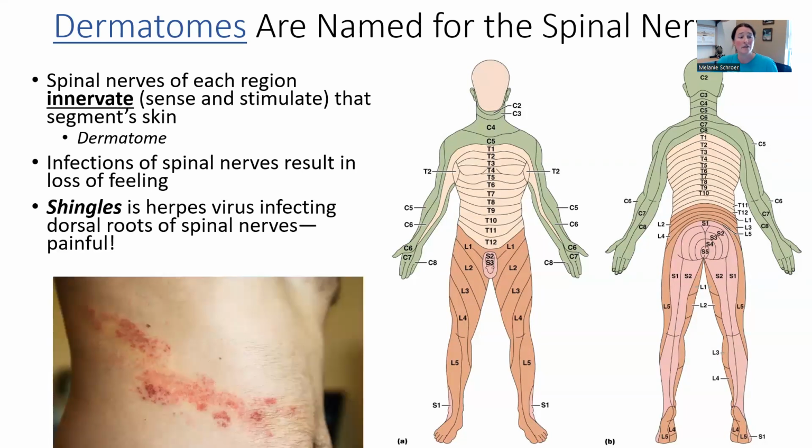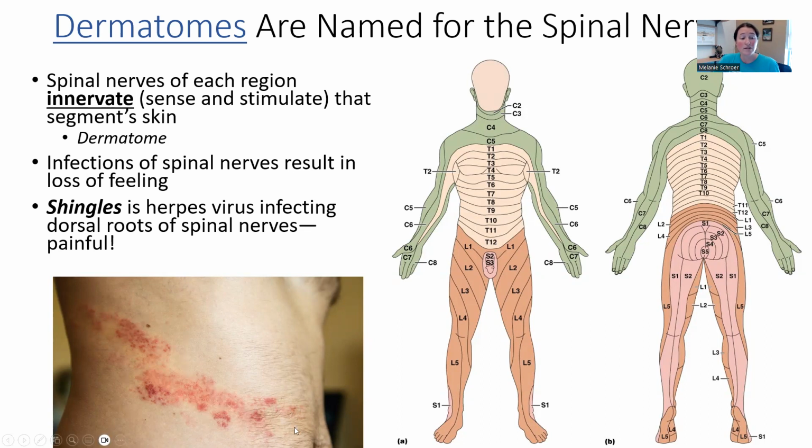Great example of this is the shingles virus, right? So shingles is a type of herpes virus that infects the dorsal roots of spinal nerves. Remember that the dorsal roots carry sensory information only, not motor information. So these infections will impact the sensation of a particular dermatome, right, depending on which spinal nerve is impacted. The physical symptoms of a particular dermatome being infected is, of course, the characteristic rash, the shingles rash of this viral infection.